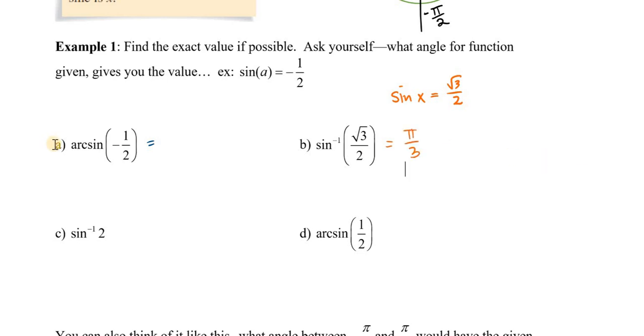Let's go back to A now. On A, we want the arcsine of negative 1/2, or we want the inverse sine of negative 1/2. So we are looking for the value of an angle that when we take the sine of it will give us negative 1/2. So again, you can use your unit circle or you can use your left-hand rule. If you use your left-hand rule, you will identify that pi over 6 is where the sine equals 1/2. But we need the sine to equal negative 1/2.